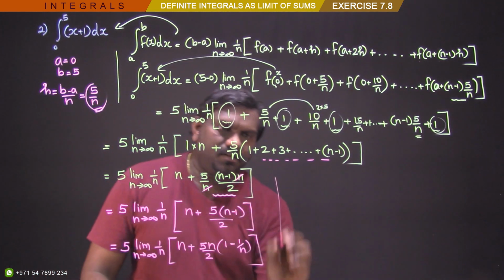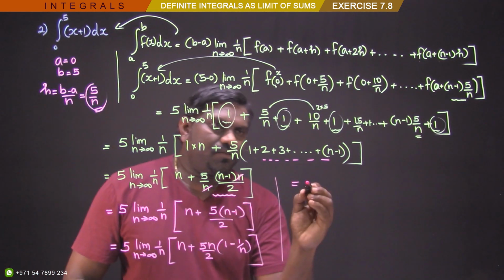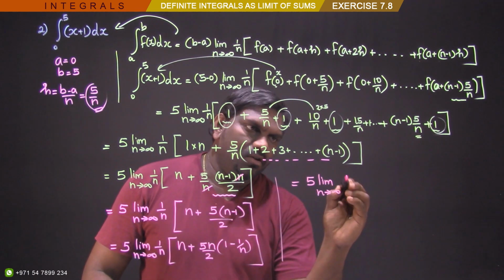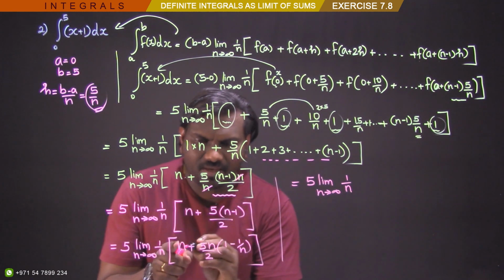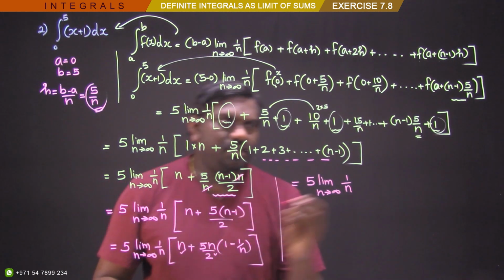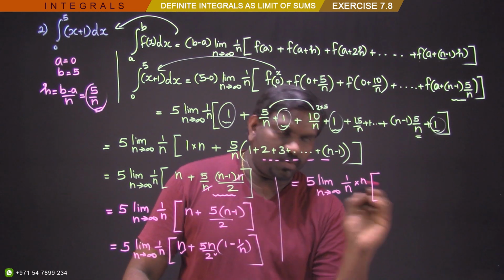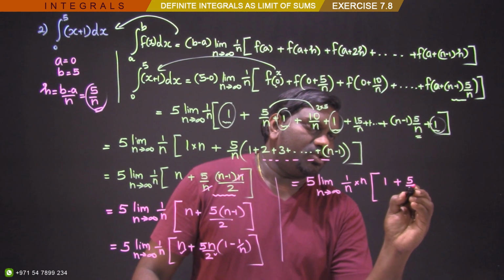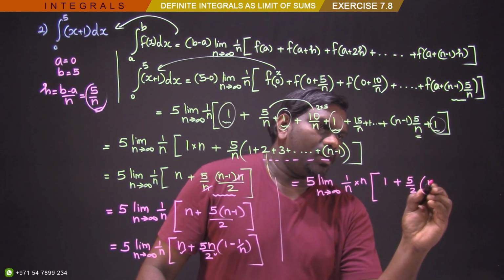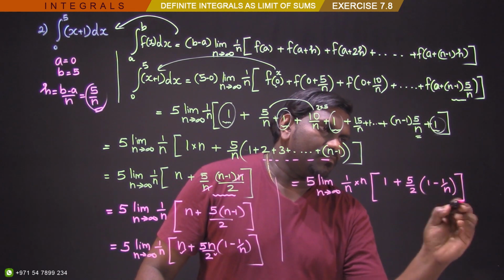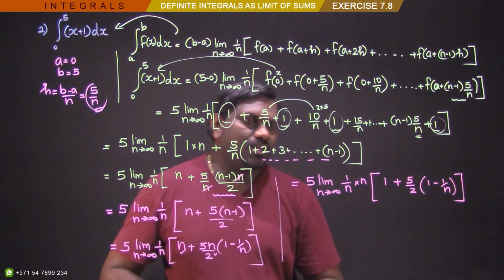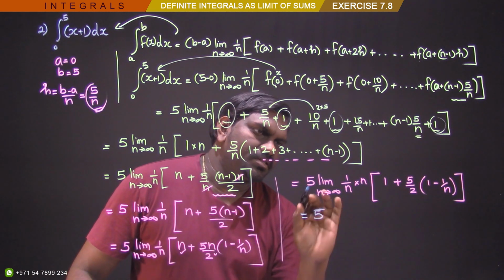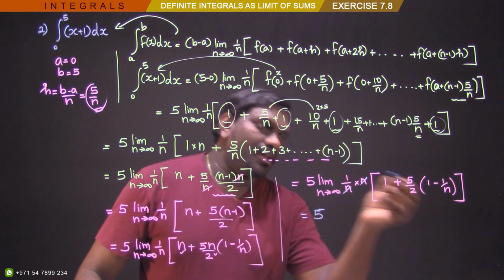Right here? Yes. Then that is equal to 5 limit n tending to infinity 1 by n, and I'm going to take the common n from here outside. So what do you have there? 1 plus this one is 5 by 2 into 1 minus 1 by n. Now just apply the limit, man. When you apply the limit, what are you going to get? 5 into, if 5 is there, this and this will get cancelled, and then apply the limit.